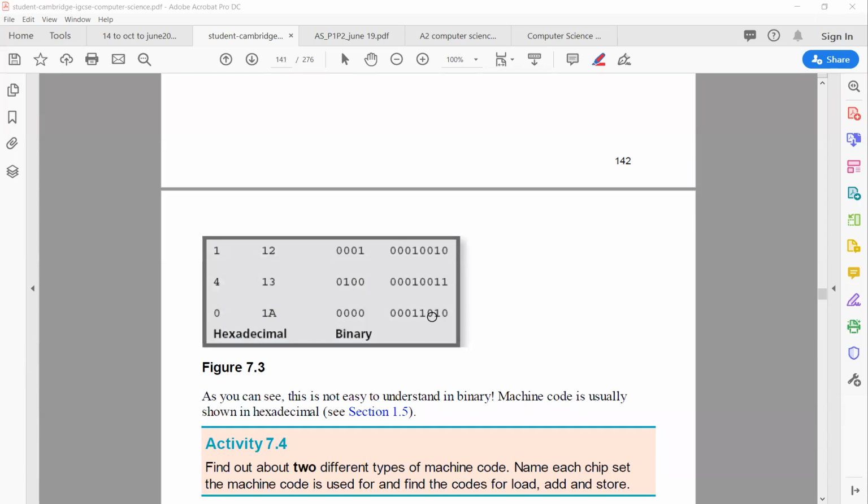Here is the example of machine code. On the left side, the values are given in hexadecimal, and on the right side, these values have been converted into the machine language. So this is the machine code.